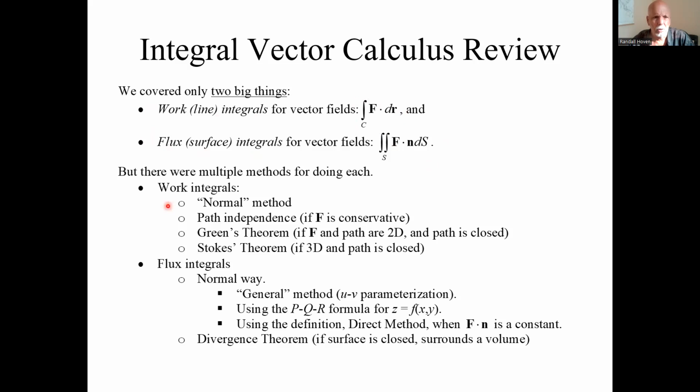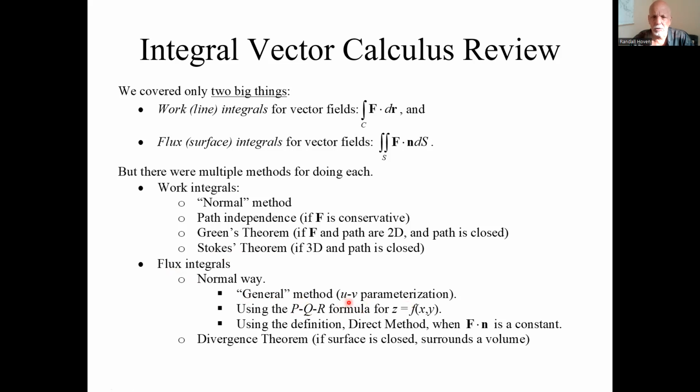The work integral, we could do it the normal way. If the vector field was conservative, we could use path independence. If the path were closed, we could use either Green's theorem or Stokes' theorem, depending on if it's 2D or 3D. Flux integrals, we could do it the normal way. I call it the normal way. But we had three different ways to do that.